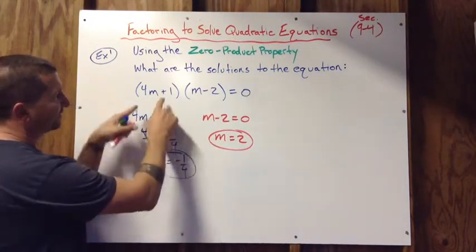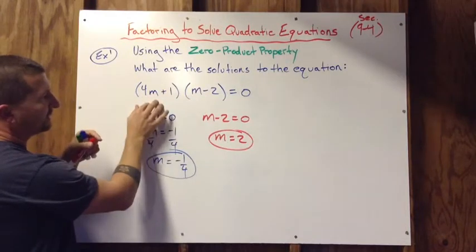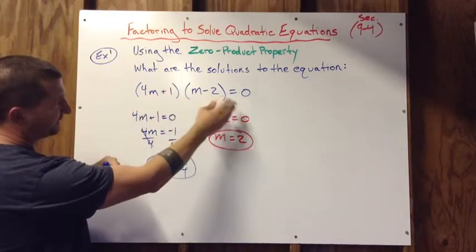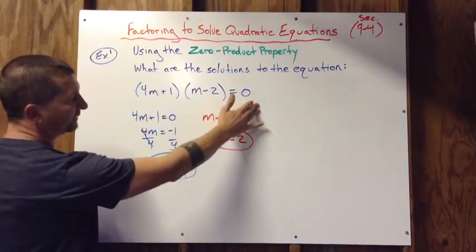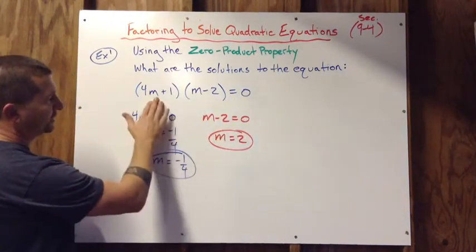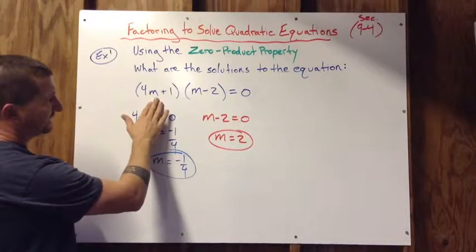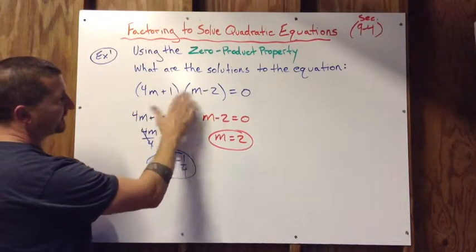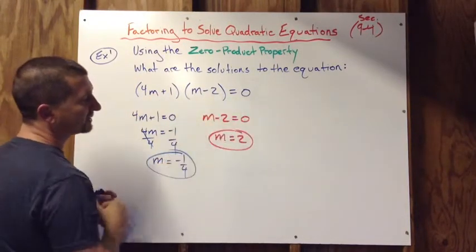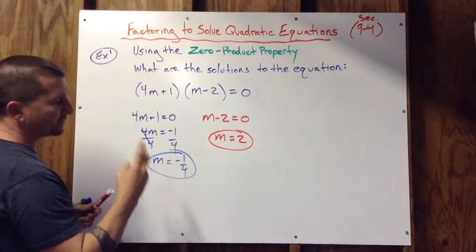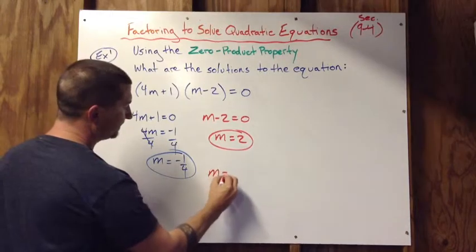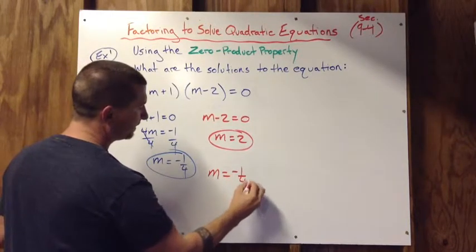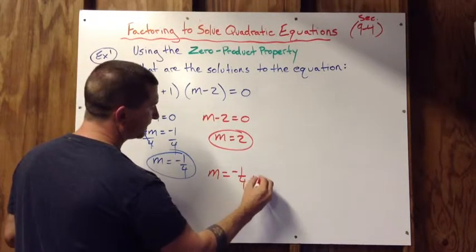If we plugged in negative 1/4 for m, we would get a 0 here, multiplied by negative 2 and 1/4, which would equal 0. And if we plugged a 2 in, we would get 9 times 0, which would still give us 0 as an answer. So we have two solutions. So you would write it this way: m equals negative 1/4 and 2.